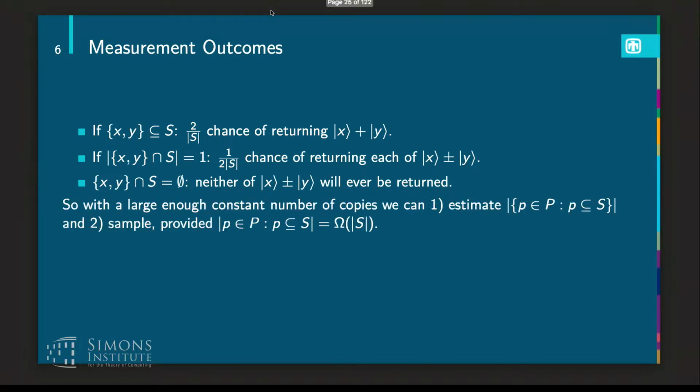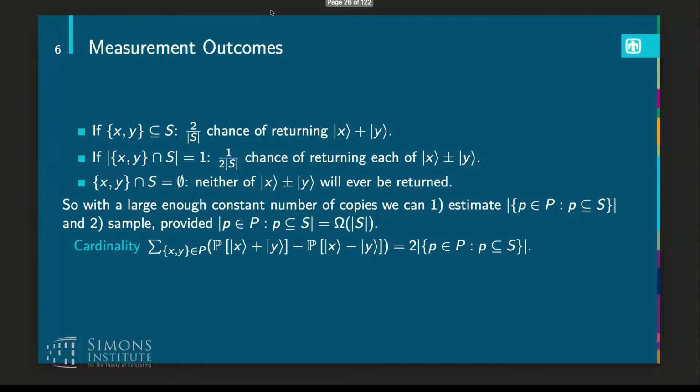And so this will let you solve both our cardinality estimation problem and our sampling problem. For the cardinality, we can just use the fact that this rule means that the difference between your probability of seeing an x plus y and an x minus y is proportional to the number of pairs that are entirely contained in S, because the two cases where they're not contained in S give 0 contribution to that expectation.